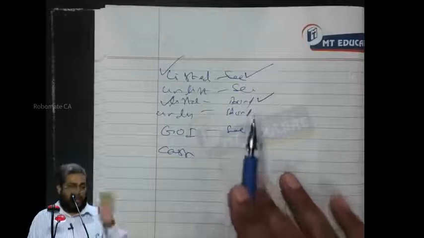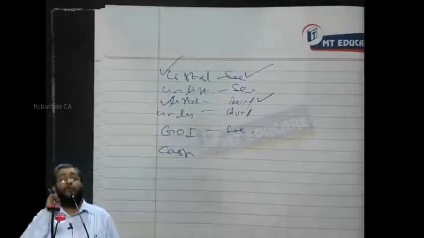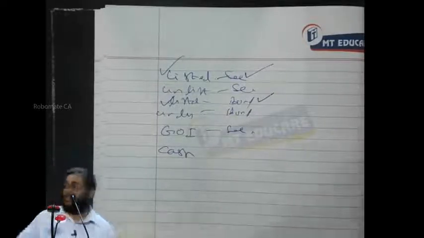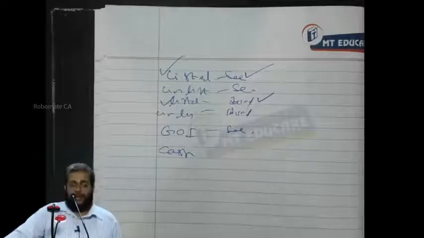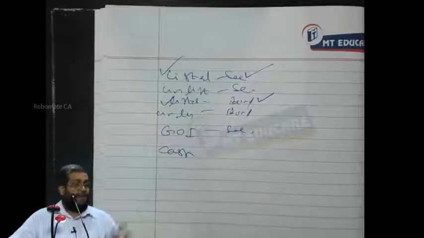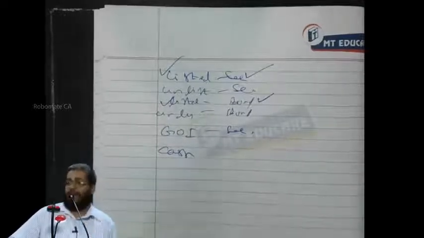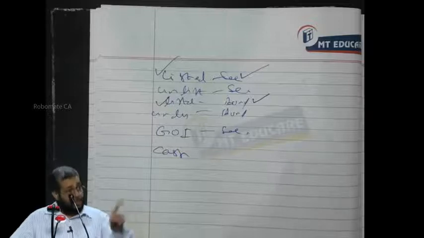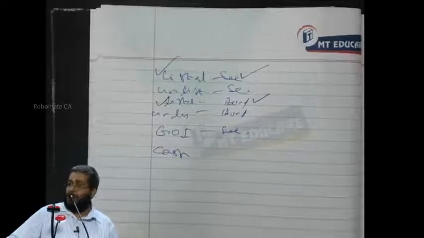Suppose there's an unlisted bond. How to value an unlisted bond? It doesn't have a market price. How to do it? They say two options: fair value or book value, whichever is lower. What should be taken here? Fair value or book value, whichever is lower.